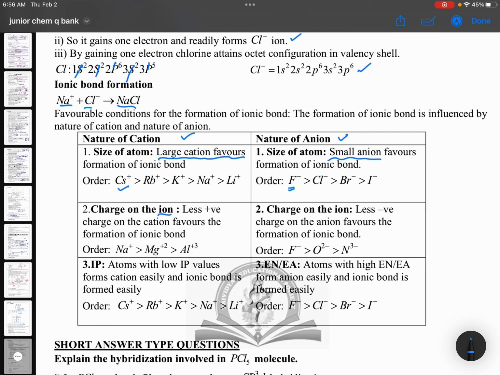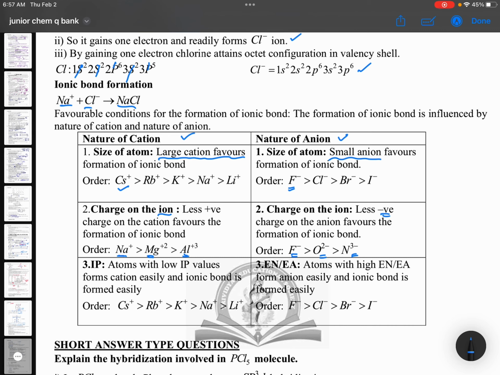Charge on the ion: less charge is favorable for cation formation because when the charge is small, electrons can be easily lost because of less nuclear pull. Interestingly, for anions also, less charge is favorable because when the charge is small, it can accept electrons easily and there are less repulsions among the electrons.